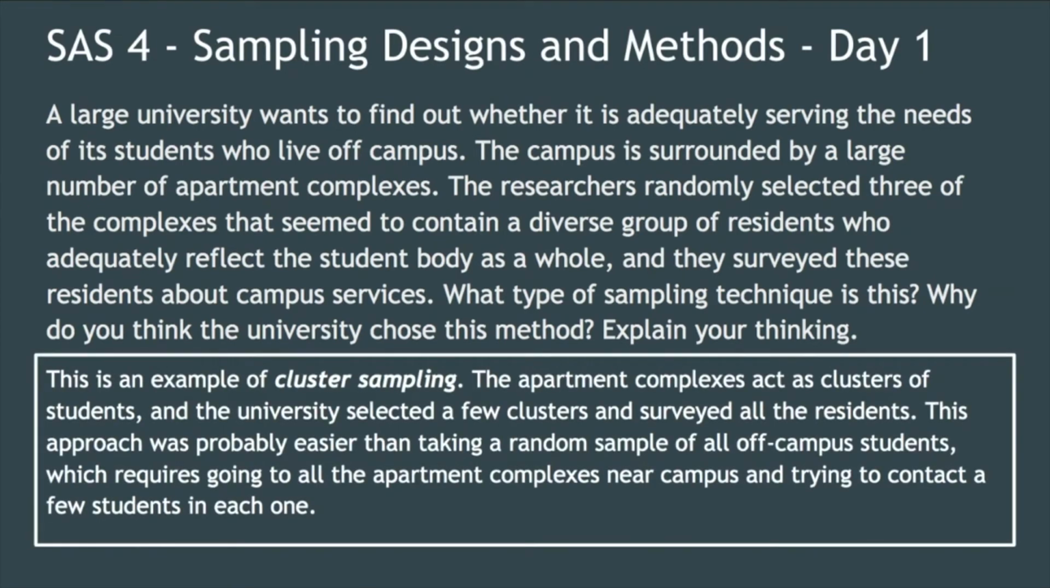You get a couple clusters of the subpopulation of the entire population, and you choose just a few of them. The apartment complexes act as clusters. The university selected a few clusters and surveyed all the residents. It's probably easier than taking a random sample of all off-campus students, which would require going to all the apartment complexes near campus and trying to contact a few students in each one. So cluster sampling has some advantages over some other methods.